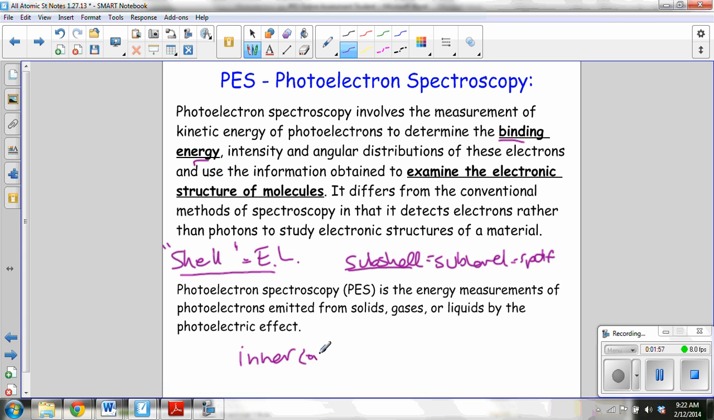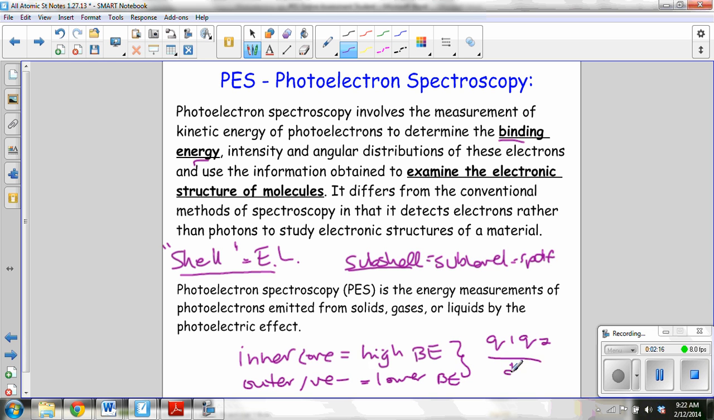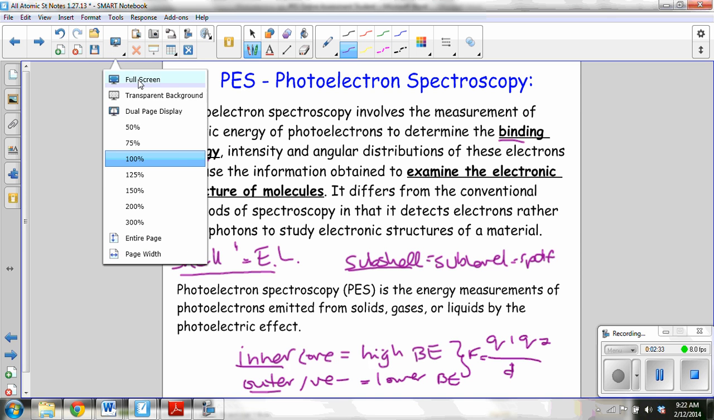But the inner core electrons have a higher BE, or binding energy, than the outer electrons, also known as valence electrons. They have a lower binding energy simply due to the law that you've got to be able to describe very well. I'm just going to put Q1 Q2 over d squared, which is Coulomb's law. The closer you are, the inner core, the higher the force of attraction. The outer shell, the farther away you are, the greater the distance, the lower the force of attraction. So we're going to relate this back to Coulomb's law as often as possible.